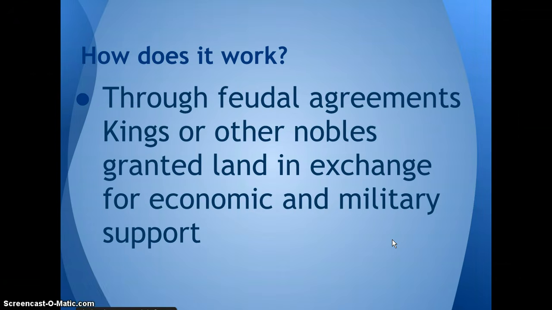How does it work? Through feudal agreements, kings or other nobles granted land in exchange for economic and military support. So like I said, the king technically owned the land, but he would give it away, and in return get economic and military support and goods.